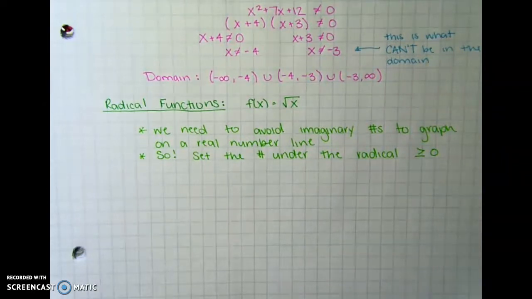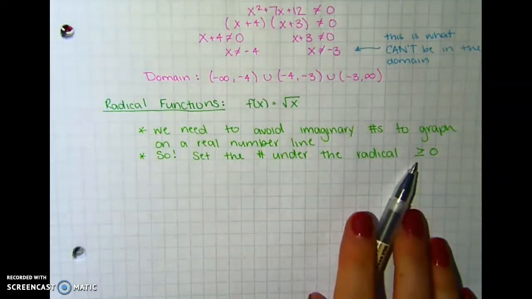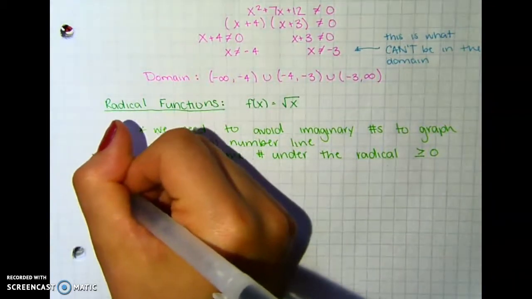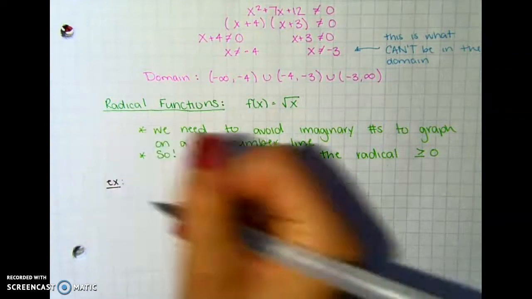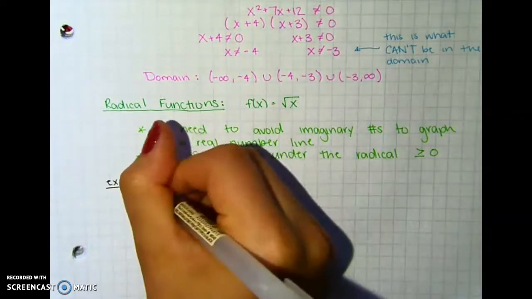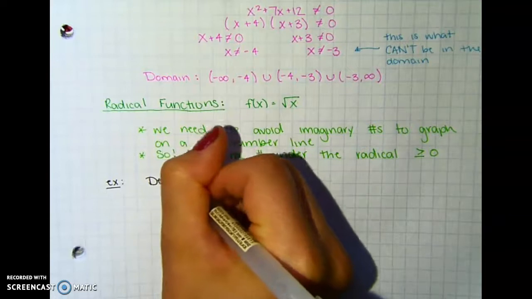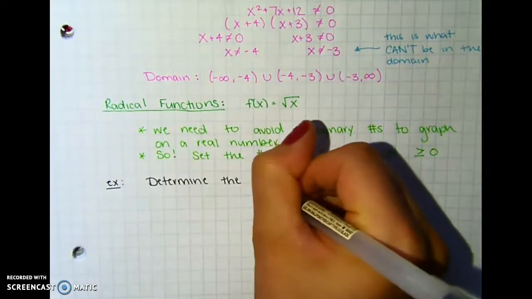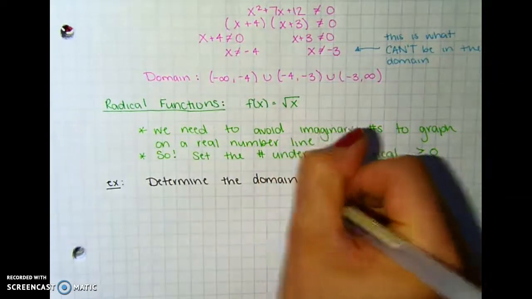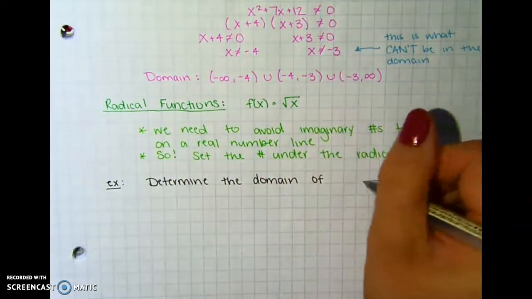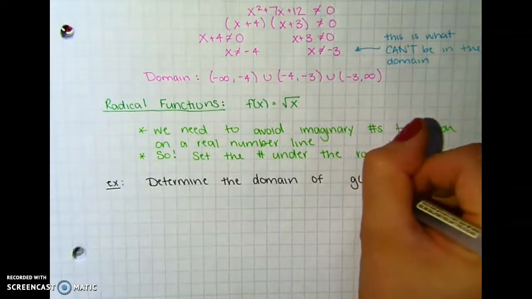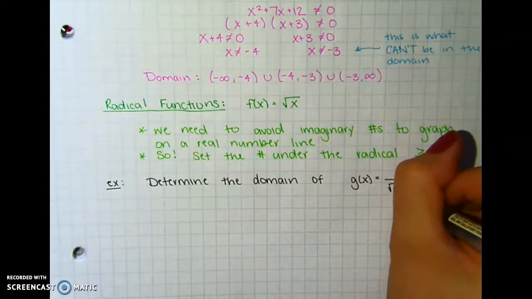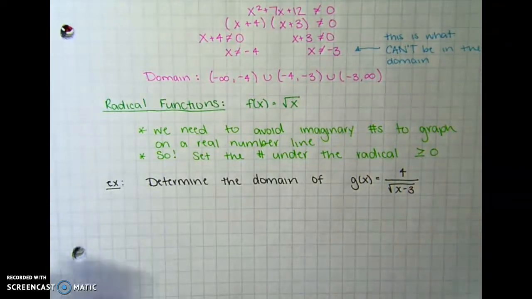Now I'm going to give you a little challenge problem. So it is almost always greater than or equal to 0. The one time it's not is here. So determine the domain of g of x equals 4 over the square root of x minus 3.